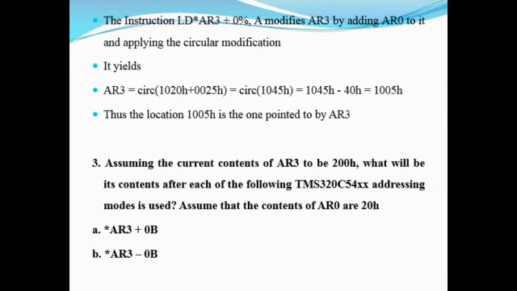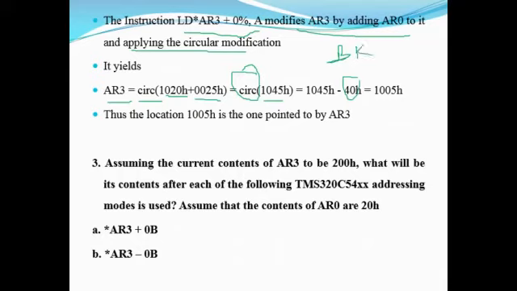Then if I go with the instruction LD *AR3+0%, A, it modifies AR3 by adding the content of AR0 to it and applying circular modification. So what happens? It yields AR3 equal to circular addressing or modification of 1020H plus 0025H, which is given. So it is circular of 1045H. Circular of 1045H is obtained by subtracting BK. So the start address is obtained by adding BK, the end address was obtained by subtracting BK.